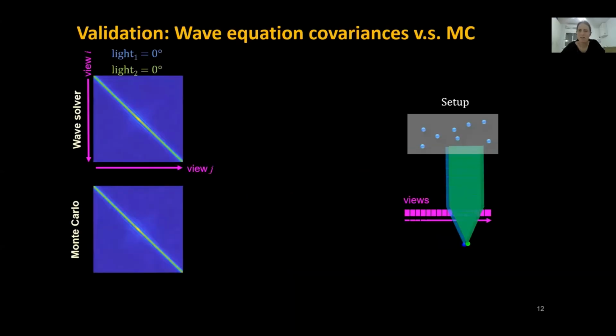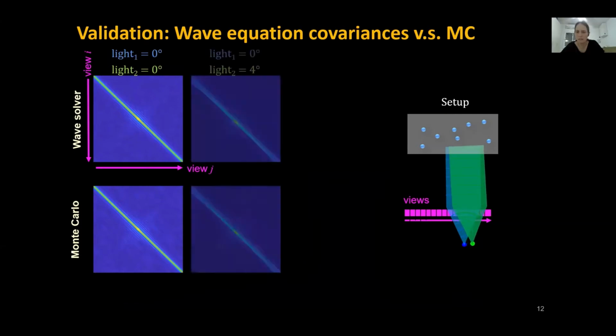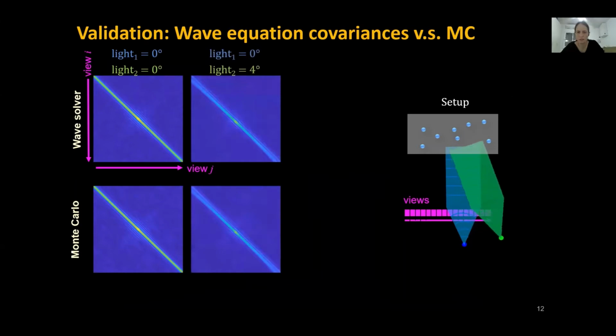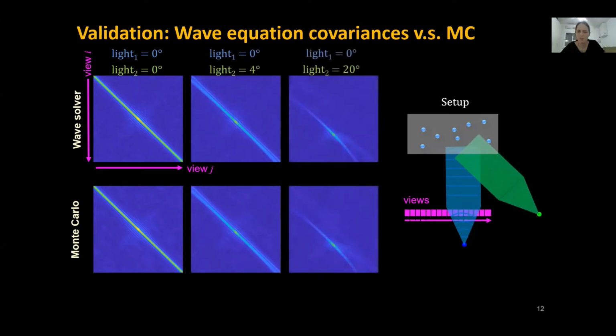So I'll start by showing you covariance matrices computed with our algorithm, and to convince you that it's physically accurate, I compare them to covariance matrices from the exact wave solver. So this is the setup. The scattering media is illuminated by a pair of lighting directions, and it's measured over a range of viewing directions. In the first case, the two illuminators are both at angle 0. Now I will tilt the second illumination to 4 degrees and here to 20 degrees. You can see how our covariance matrices are similar to those computed by the exact wave solver.